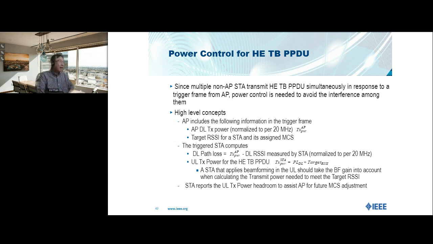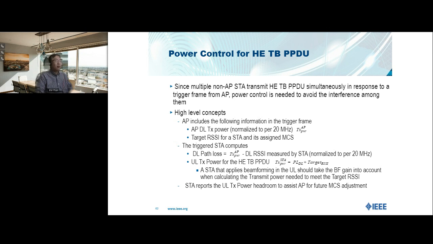On a high level, this is achieved by power control by the AP, including the following information in the trigger frame. It tells the downlink transmission power. By the way, this is normalized to 20 megahertz, because sometimes when the client reads the trigger frame, it doesn't know the entire bandwidth of the packet. At least it knows it's 20 megahertz. Also, the AP will specify the target RSSI for the station, given its assigned MCS and its assigned RU.